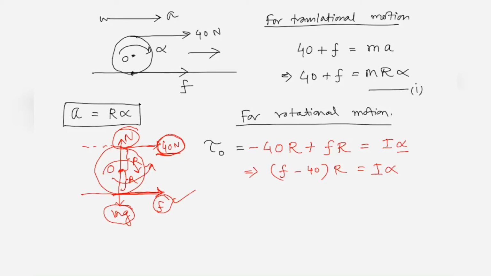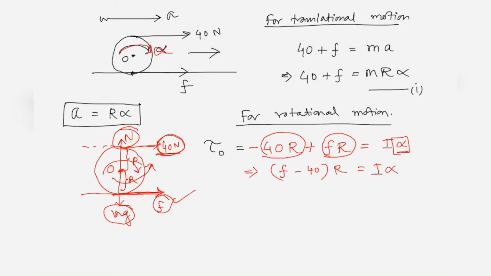The problem is, don't take the sign of the torque as positive or negative arbitrarily. See, in this question the cylinder is rotating in clockwise direction. Therefore I can say that the clockwise torque should be greater than the anti-clockwise torque. So don't take that clockwise anti-clockwise thing, just look at the question like this. This 40 R torque should be greater than the Fr torque, since alpha is basically clockwise. So I will take the clockwise torque as positive because that should be greater in magnitude, right?